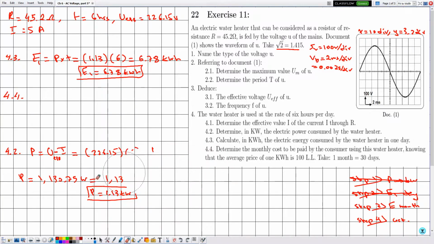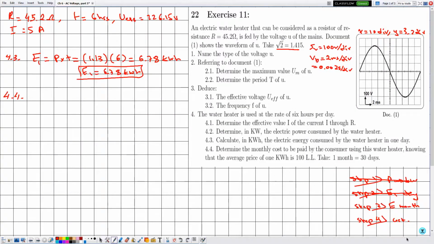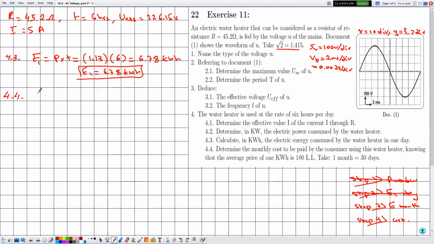In 4.4, we need to determine the monthly cost to be paid by the consumer using this water heater, knowing that the average price of 1 kilowatt hour is 100 Lebanese liras, and taking 1 month equal to 30 days. Now, in order to proceed with 4.4, which is the last step, the cost, first we need to do step 3, which is E for 1 month, the monthly consumption.